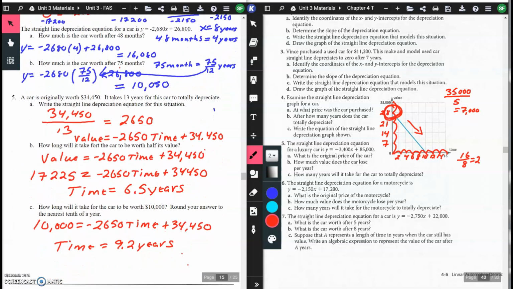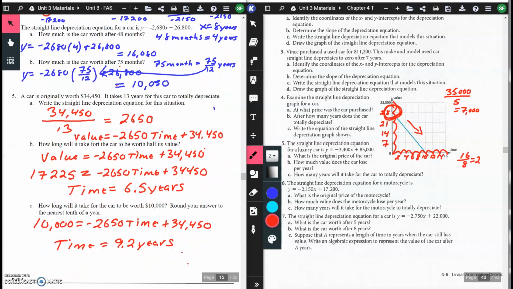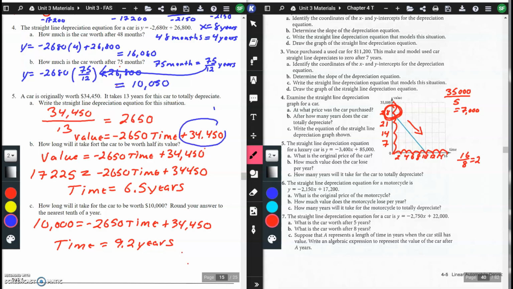Number 5. A car was originally worth $34,450. It takes 13 years for this car to totally depreciate. What is the straight line depreciation equation for this situation? We know that our y-intercept, our original value, is $34,450. That's how much we bought the car for.